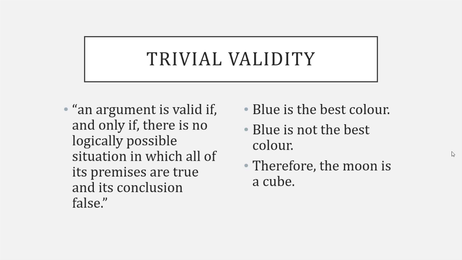Well, if the premises contradict each other, so these two premises, blue is the best color, blue is not the best color, clearly can never be true at the same time. They contradict each other. Therefore, it's impossible for those two premises to be true at the same time. Therefore, it's impossible for them to be true while the conclusion is false. Even though the conclusion is false, because you can never satisfy that two-part definition of invalidity, this argument is automatically valid.